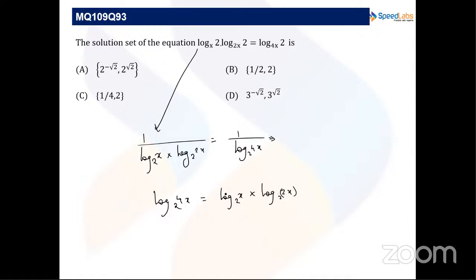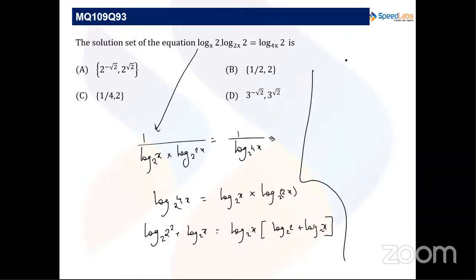Since we are taking the same base, 4x we can write as 2 square, so log 2 square to the base 2 plus log x to the base 2, and this is log x to the base 2, and in brackets it will be log 2 to the base 2 plus log x to the base 2. So here if we take log x to the base 2 equals t, this power will come to that side, so we would have 2 plus t equals t into (1 plus t).